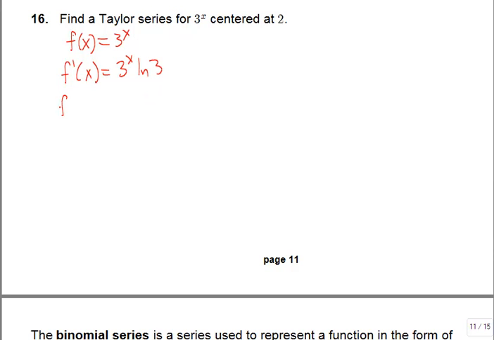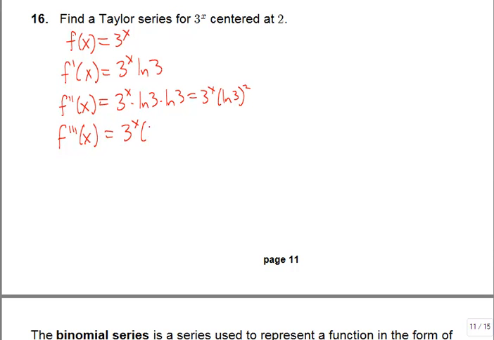So the second derivative will be the derivative of 3 to the x, which is 3 to the x, times another ln of 3 times the ln of 3 that we already had. So this is like 3 to the x times ln of 3 squared. So the third derivative, if you begin to see the pattern here, would be that 3 to the x back again, but now we're going to get an ln of 3 cubed.